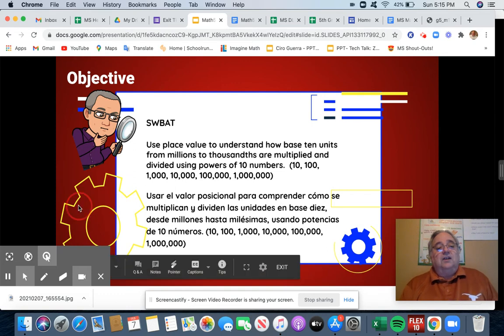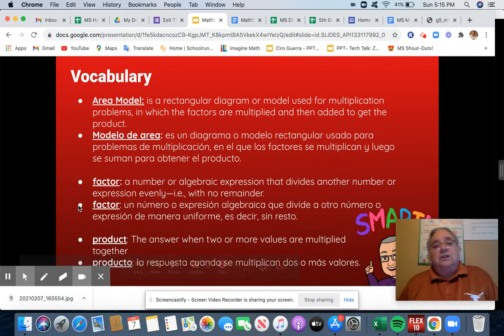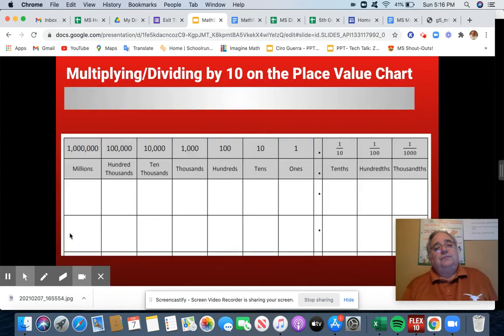So let's go ahead and look at the first vocabulary. We're going to be able to use the area model, the rectangular model used for multiplication, if you need it. We're going to use factors again. That's a number or algebraic expression that divides another number or expression evenly. There's no remainders. And then the products, it's the answers when 2 or more values are multiplied together. We're going to be using the placement table or the place value chart. We're going to be multiplying and dividing by 10.